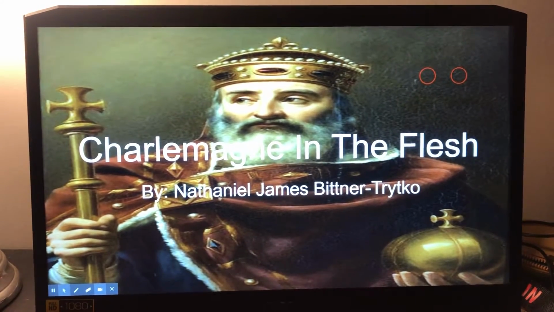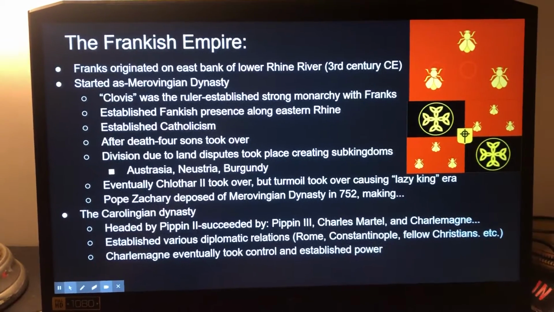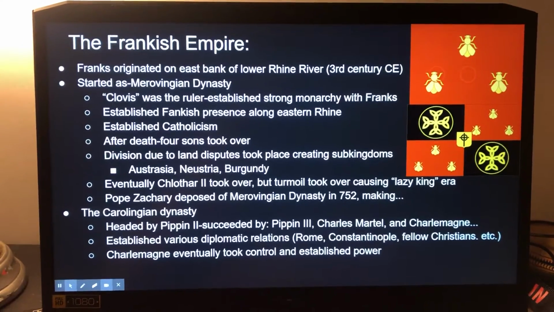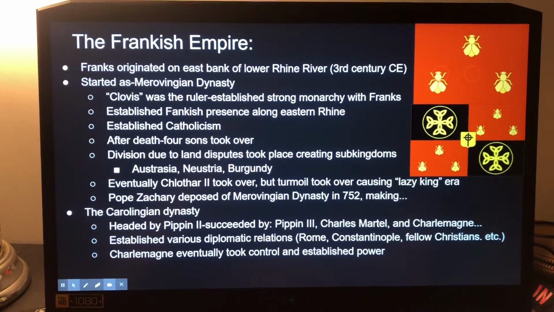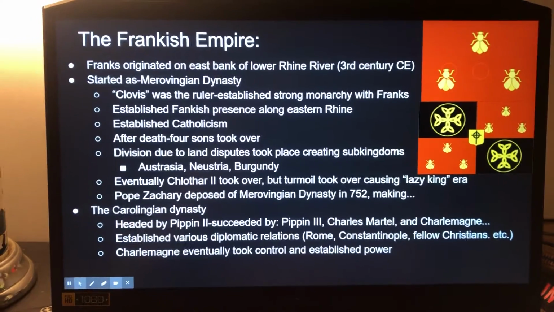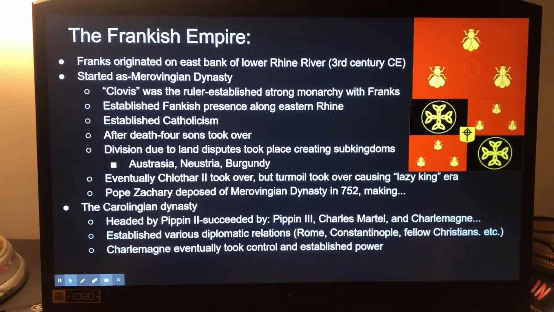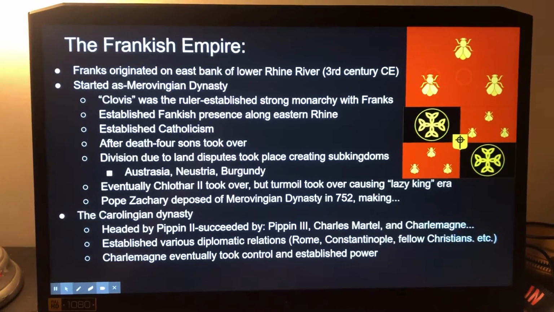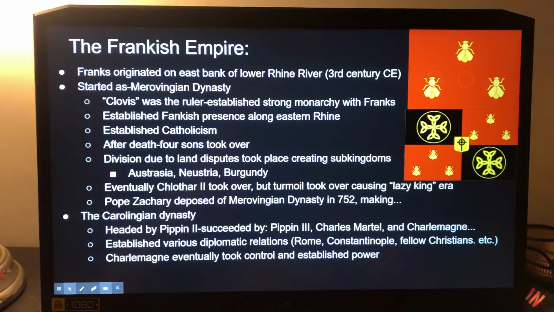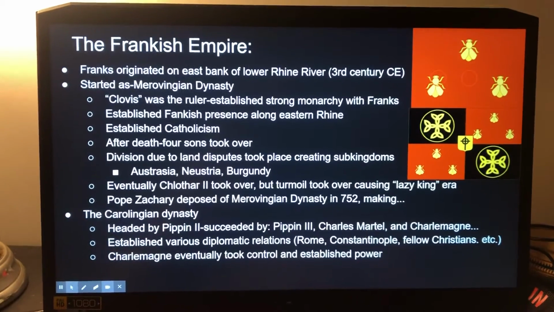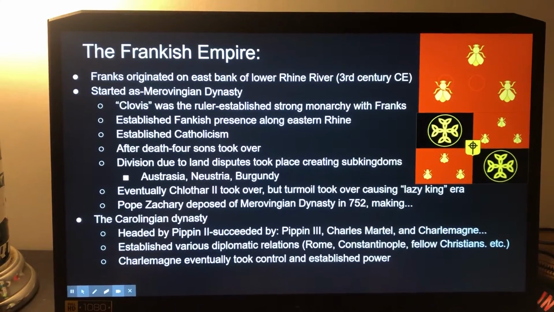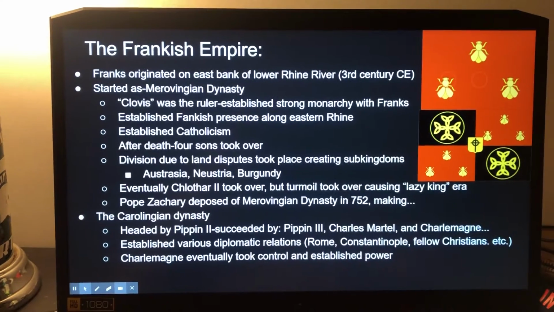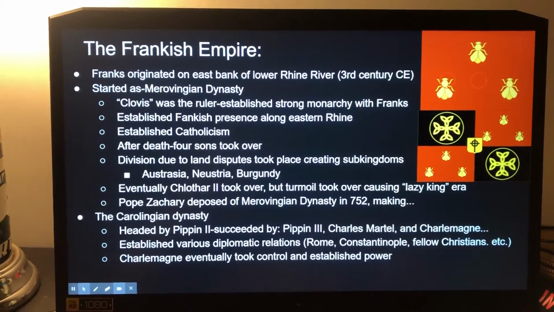But anyways, first slide, we have the Frankish Empire. So first off, the Franks can be called Francia. They called themselves Francia, which is where modern-day France got its name. They originated on the east bank of the lower Rhine River, which runs along France, central France, and partly through southern Germany. They originated in the 3rd century Common Era.